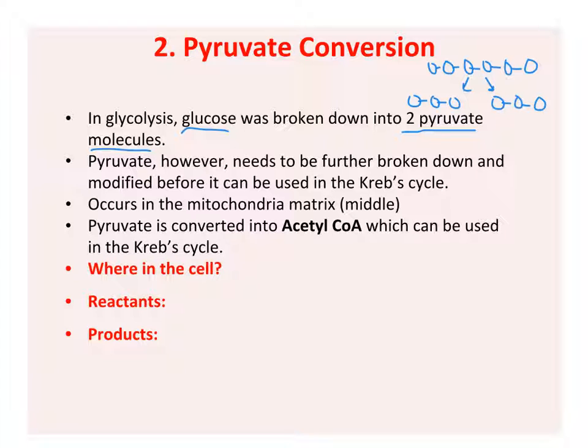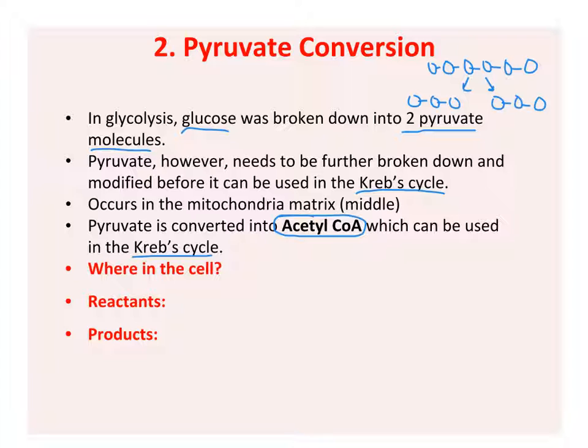However, pyruvate needs to be broken down further before it can enter what's called the Krebs or citric acid cycle. And it's going to be converted into a molecule called acetyl-CoA. And it's those acetyl-CoA molecules that are going to be able to be used in the Krebs or citric acid cycle. So, where in the cell does pyruvate conversion or pyruvate oxidation occur?